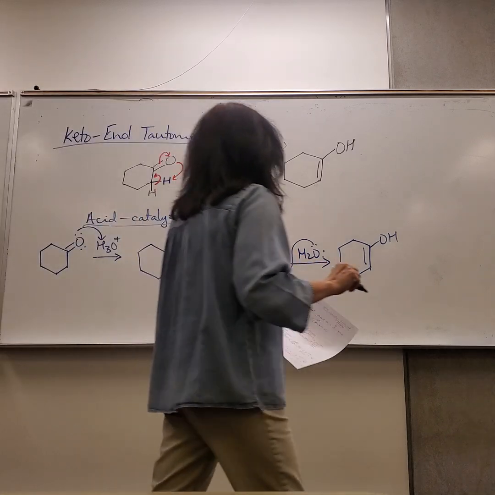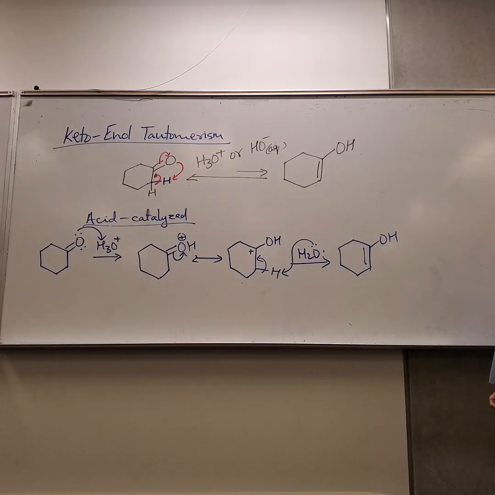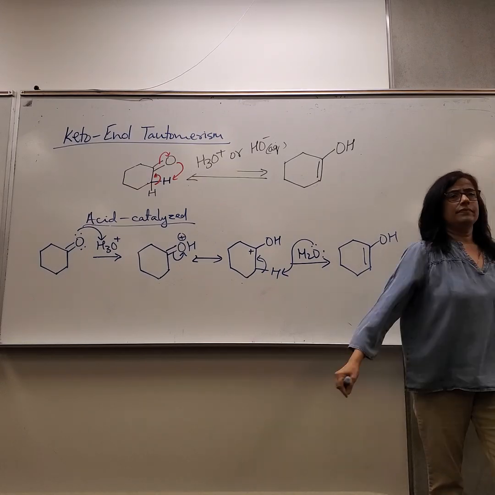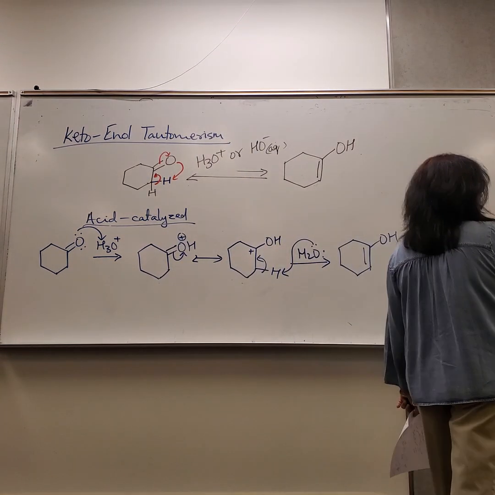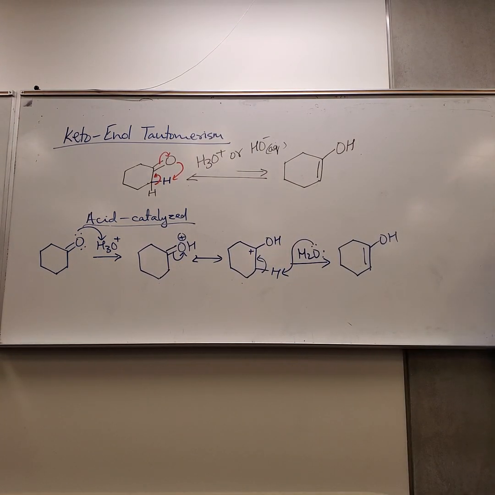Okay, let's write the base catalyzed keto-enol tautomerism. What should be the first step? Base attack. Exactly. No nucleophile here, just a base. So who's the base in this example? OH minus. What is the base doing? It's taking a proton. From where? Exactly, it's taking a proton from the alpha carbon. What would that create?